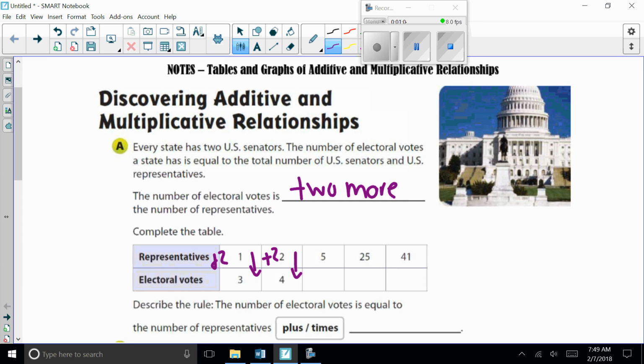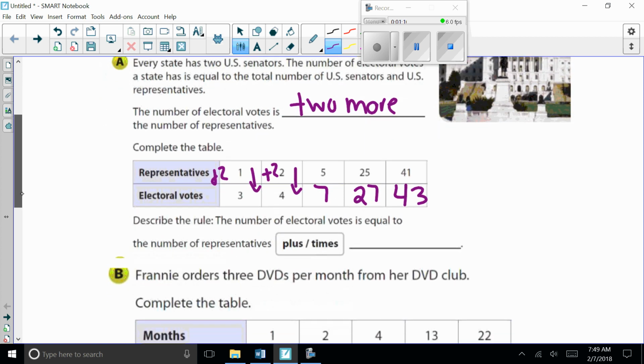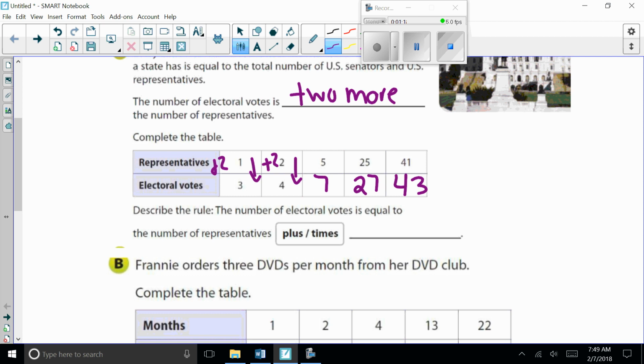So if we complete the table, if I do 5 plus 2, that gives me 7. 25 plus 2, 27. 41 plus 2, 43. Okay? So to come up with a rule, which is the equation, you're going to describe the number of electoral votes is equal to the number of representatives plus, and then we said that it was going to be 2. Okay? So in this case, because we are adding 2, this is going to be an additive relationship.